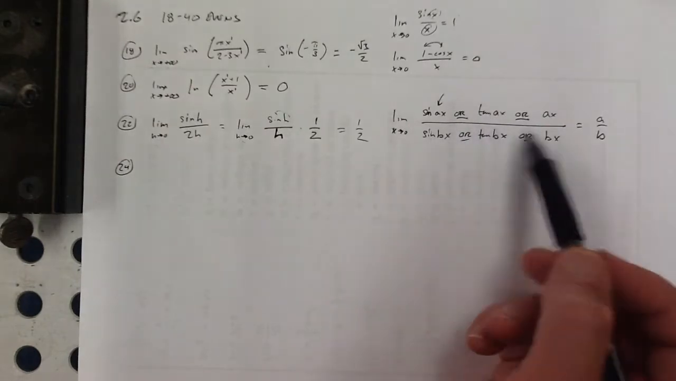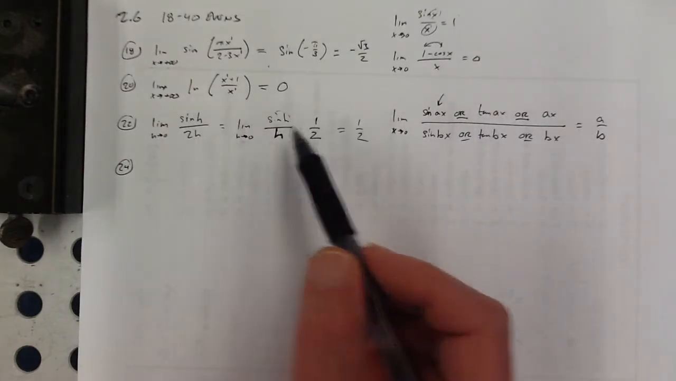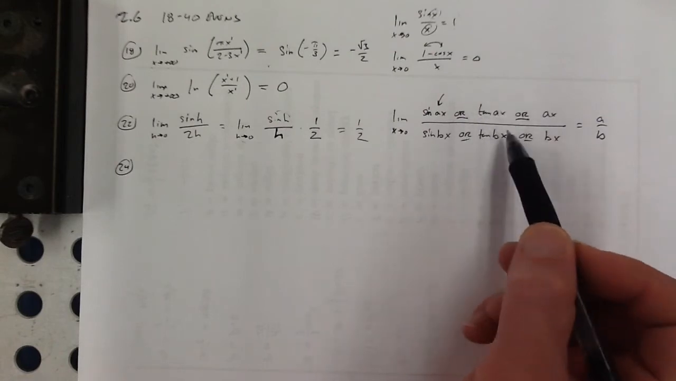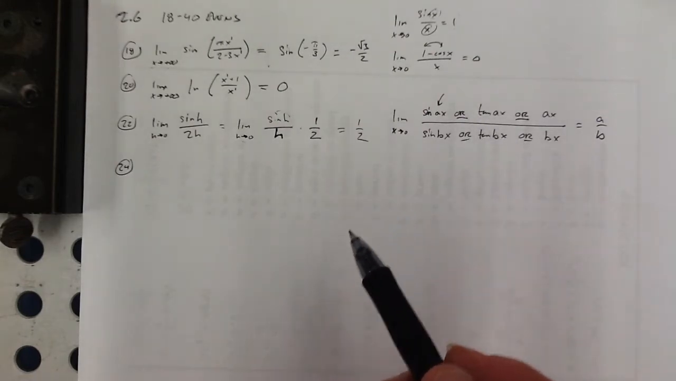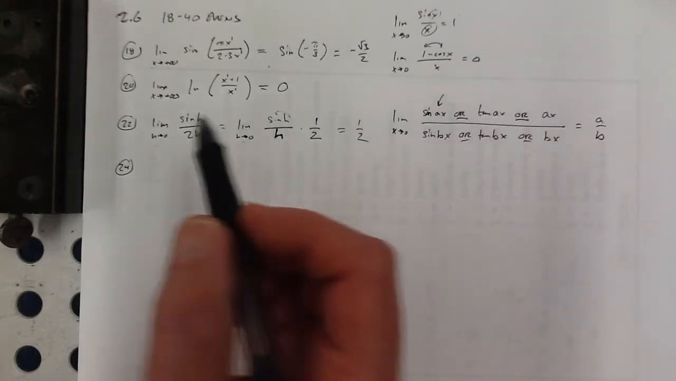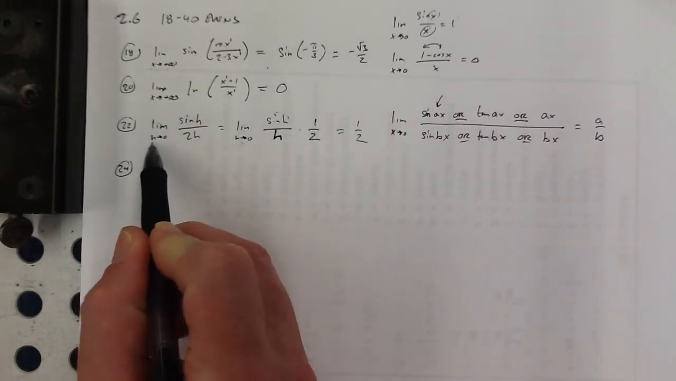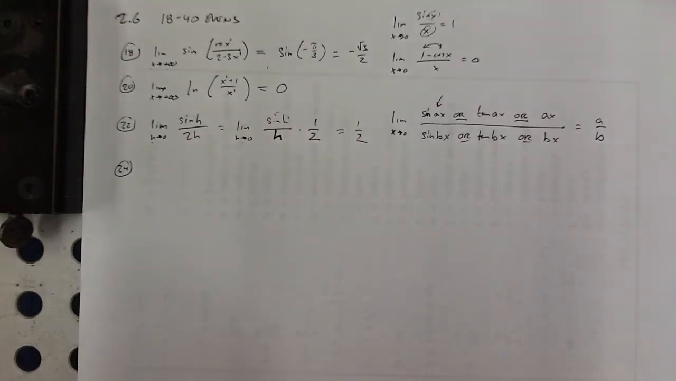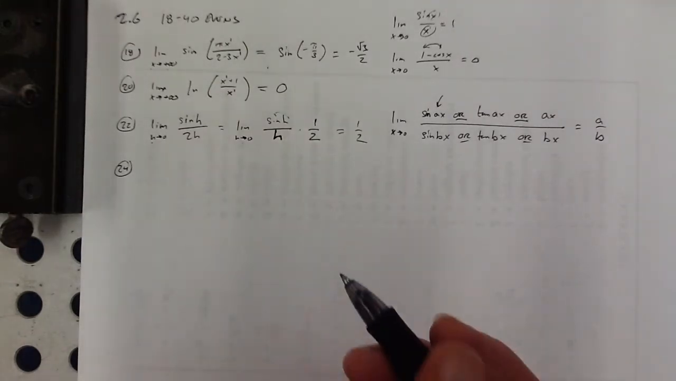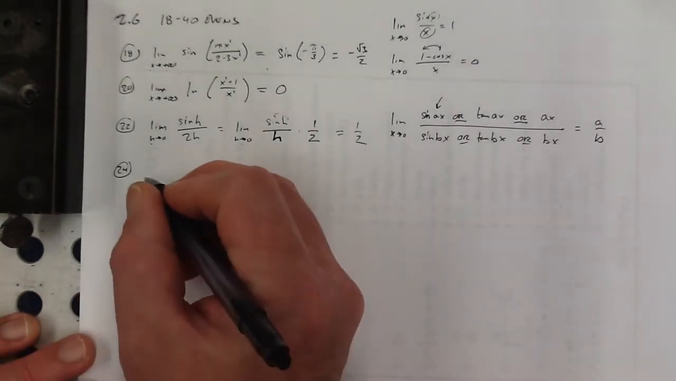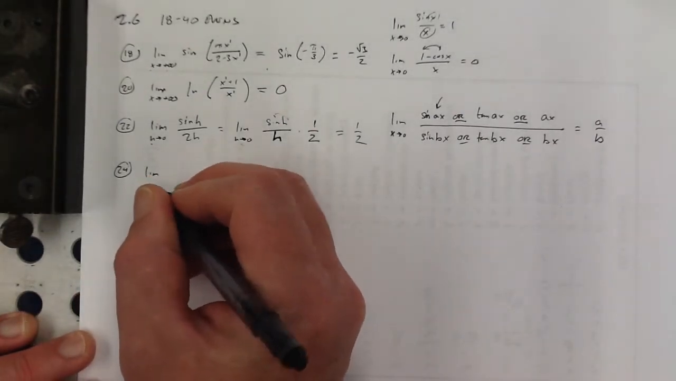And you can play around with these and convince yourself that it's going to work. Why do the tangent functions also work? The tangent functions also work because tangent is sine over cosine, and the cosine part of it, as x or h or whatever approaches 0, is just going to be equal to 1. So that doesn't change anything. All right, so let's use that as much as we can.